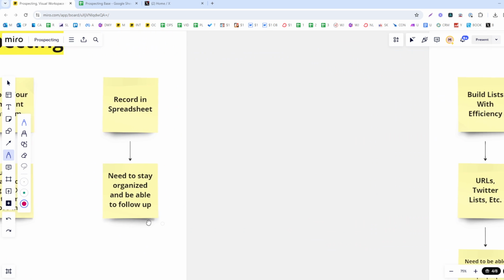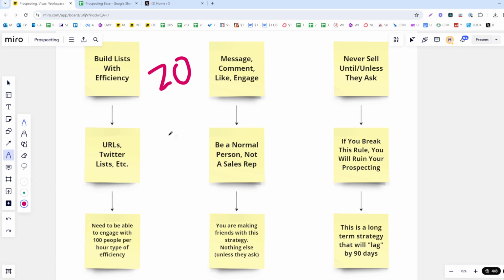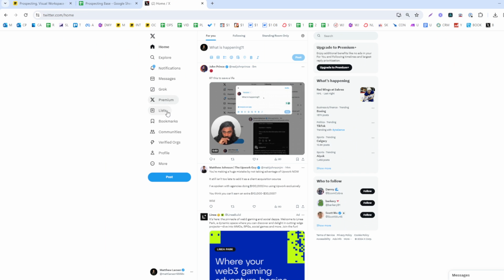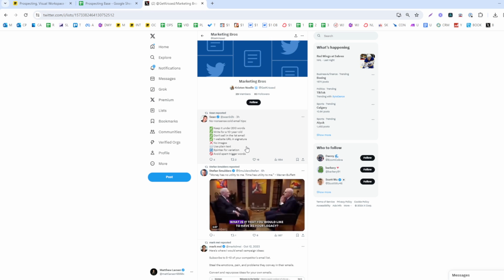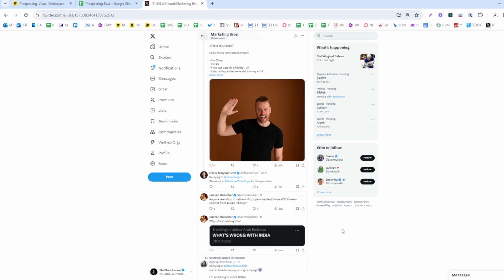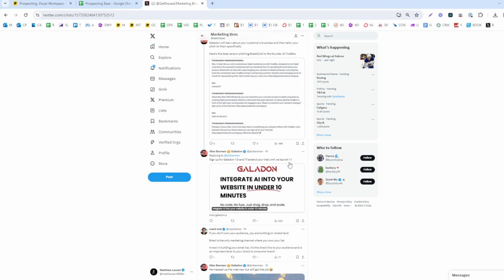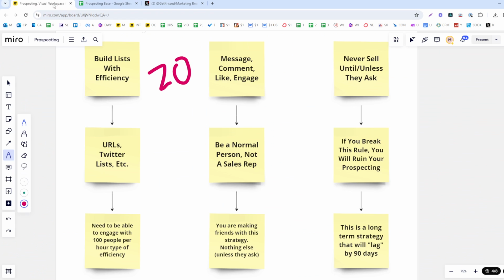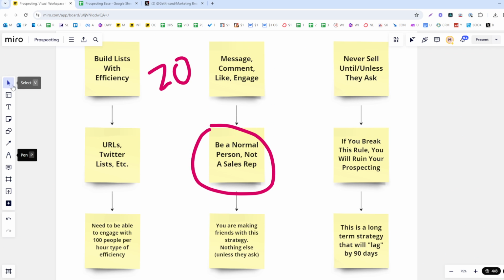So let's talk about what we're going to do. If we build the list with efficiency, we need to be able to get through 100 people per hour in this situation. So it's very easy to do that. If you only need to do 20, you could probably do that in 5 minutes. Like I said, you see an interesting post, you just comment, you message them, you do whatever you want. But we also want to be a normal person here, not a sales rep. If you just go and say, hey, I'm Matt, I have a lead gen program, that's a completely different relationship with them, and it's not going to work like that.